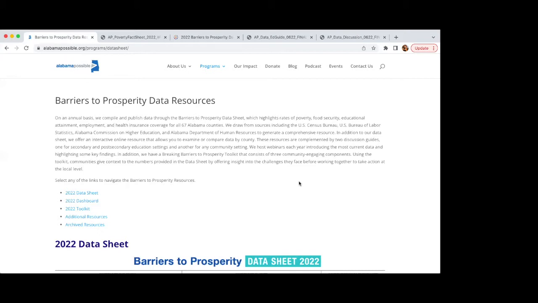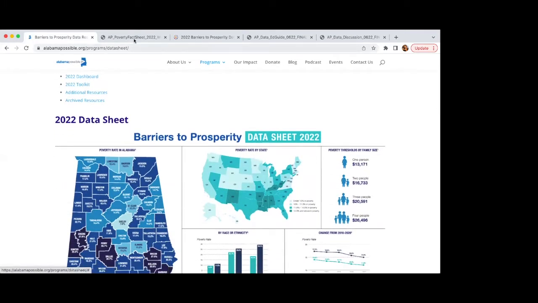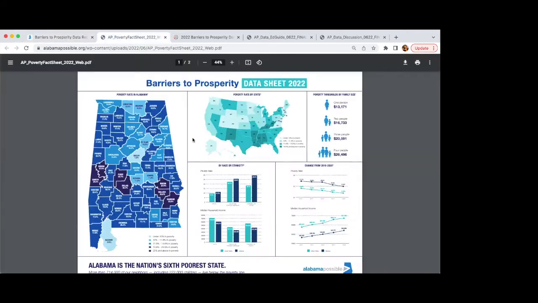When you open up the tab, you'll find a list of all of our resources, starting off with our data sheet. So you can click this image, open it up in a new tab, and on the first page, you'll see maps, which allow you to visualize and compare poverty rates of different geographic regions. So the darker the shading of the county or the state, the higher the poverty rate. And looking at the state map on the far left, we see again that certain counties are faring worse than others.